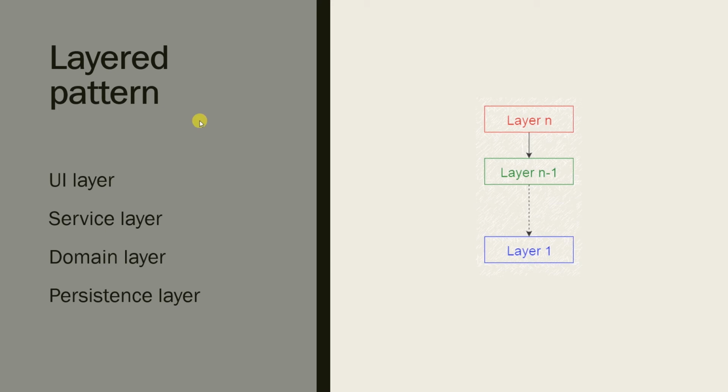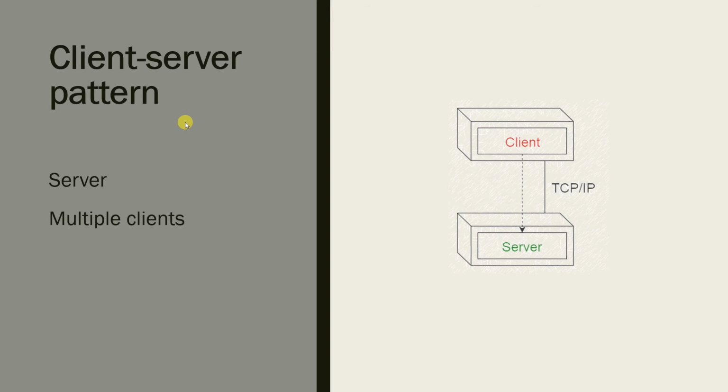The second architectural pattern is the client-server pattern. This pattern consists of 2 parties, a server and multiple clients. The server component will provide services to multiple client components, and the client requests services from the server, and the server provides relevant services to those clients.